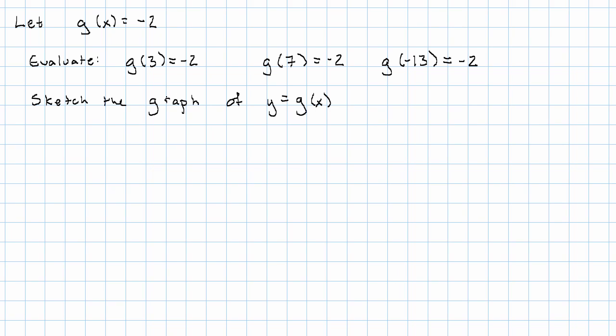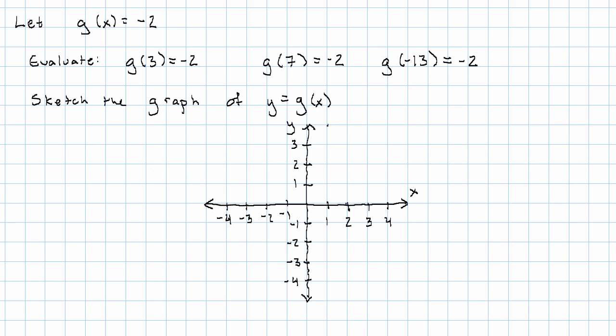And the graph? Well, we're going to be graphing y equals -2. So we need our y-axis to go down to -2. So we might sketch axes that look something like this. It's okay if your axes are somewhat shorter, as long as your y-axis goes down to -2. And then we'll graph our horizontal line at -2. And this is y equals g of x.